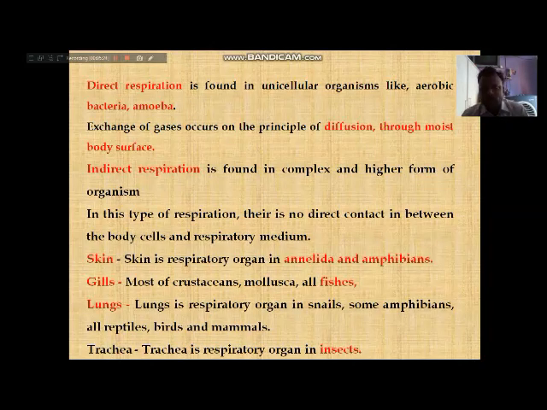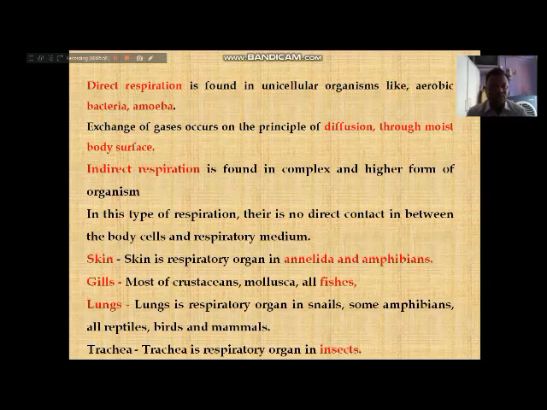There are different organs involved in different organisms for respiration. Based on the organism's surface or organs involved, there are different kinds of respiration. The first type is direct respiration. Generally this type of respiration is found in unicellular organisms like aerobic bacteria as well as amoeba. That means direct respiration is both aerobic and anaerobic.